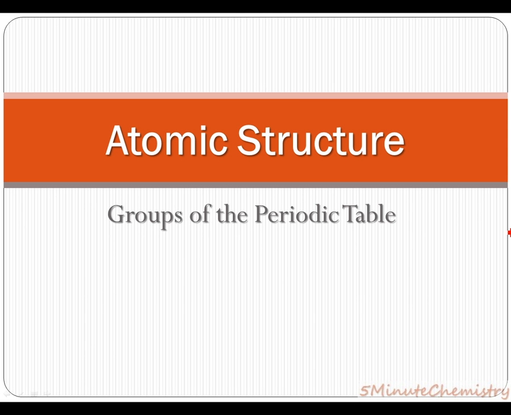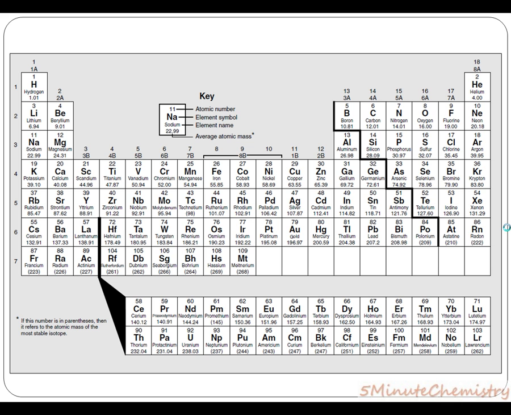Okay, we're going to continue talking about atomic structure today. We're going to look at groups of the periodic table. To begin, we're going to talk about the general categories. So there are three general categories that we have.